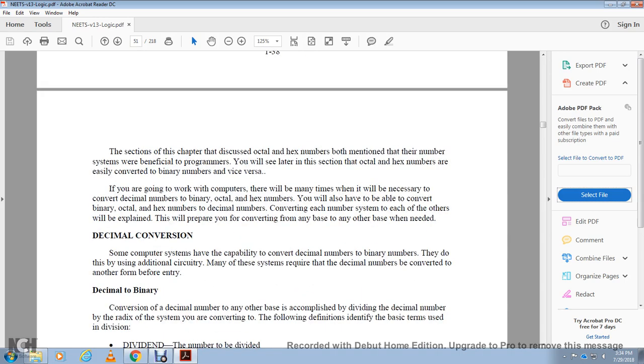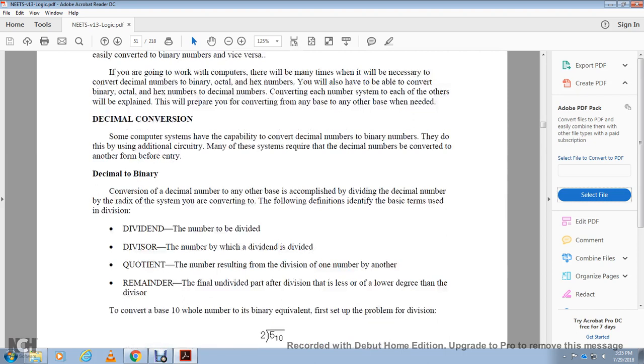Decimal conversion. Some computer systems are capable of converting decimal numbers to binary numbers. They do this by using additional circuitry. Many of these systems require the decimal number to be converted to another form before entry.